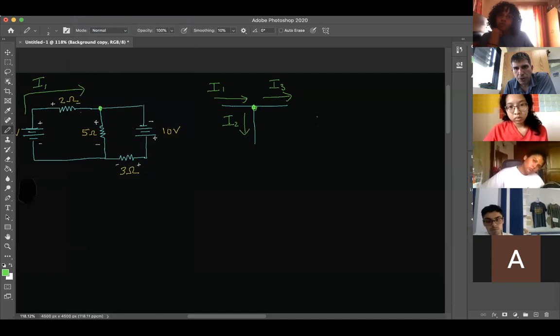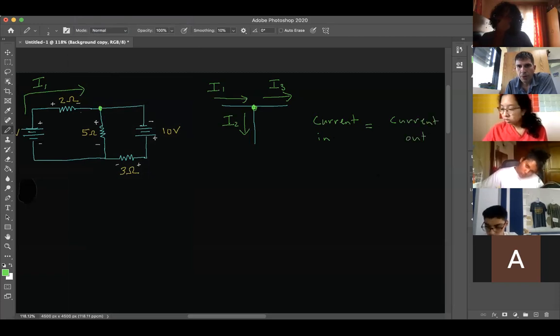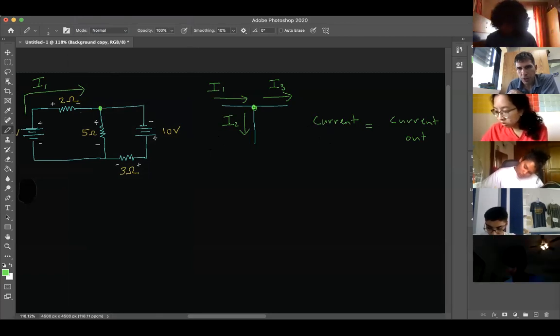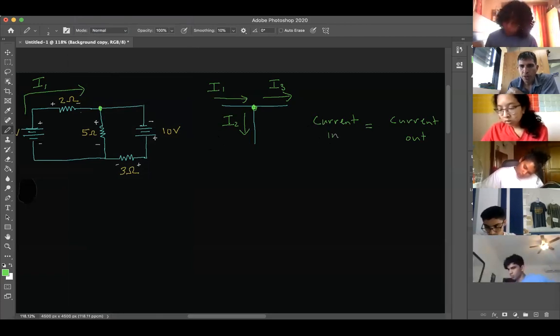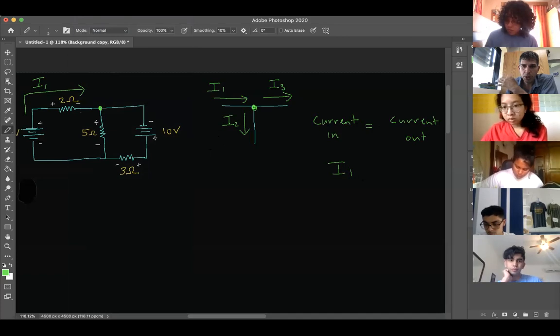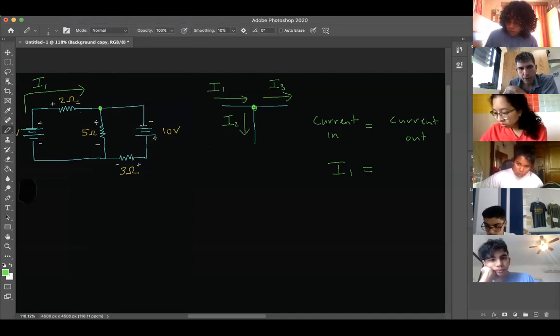The current into a junction equals the current out. So the current that flows into a junction equals the current that flows out of the junction. Or in terms of an equation, it says that the current I1 that goes into a junction is also going to come out, and is equal to I2 plus I3.